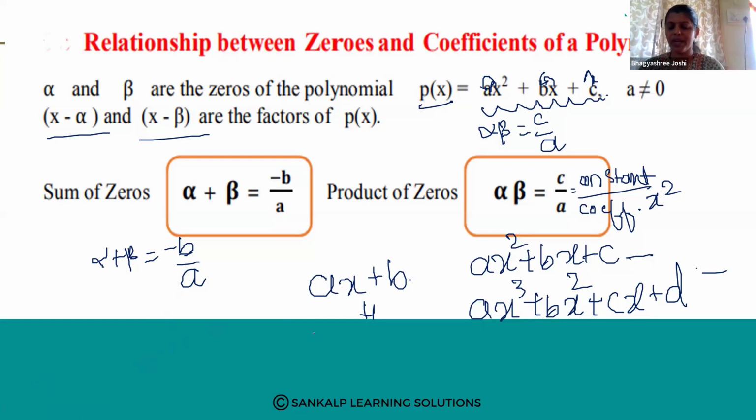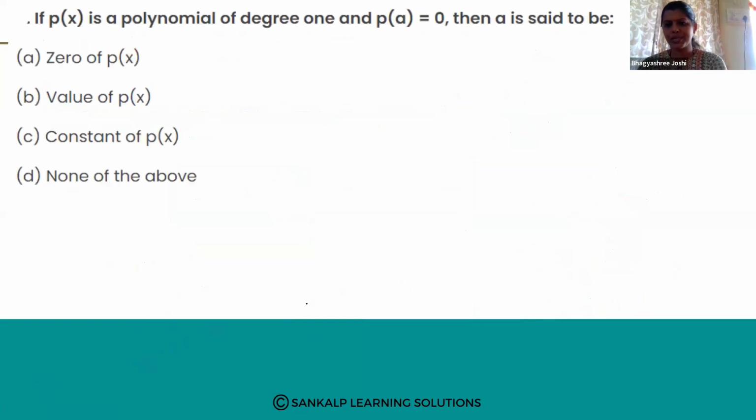So this is also a very, very important term. By using all these terms and concepts, we are going to discuss some multiple choice questions. Okay, are all ready?